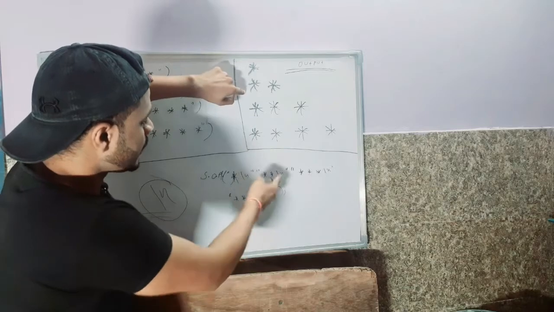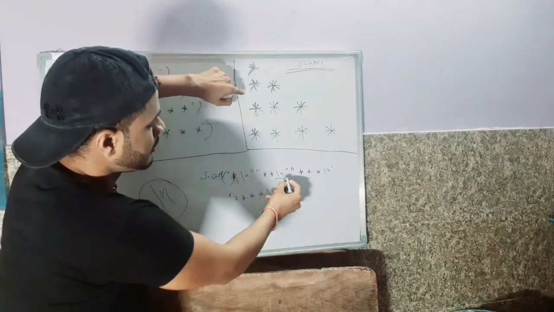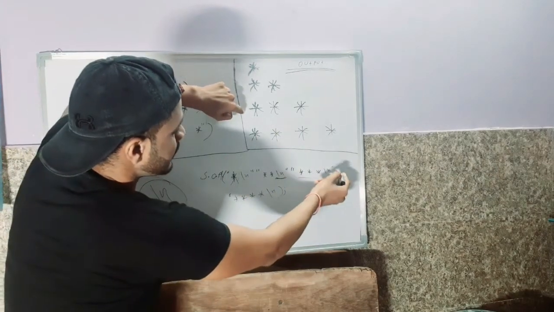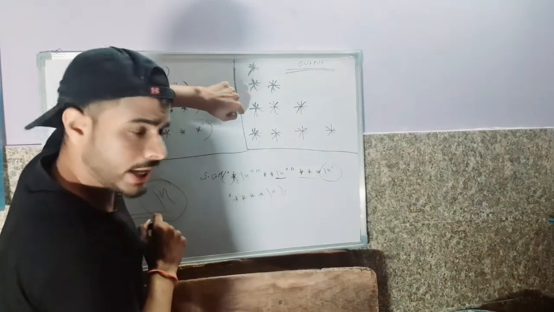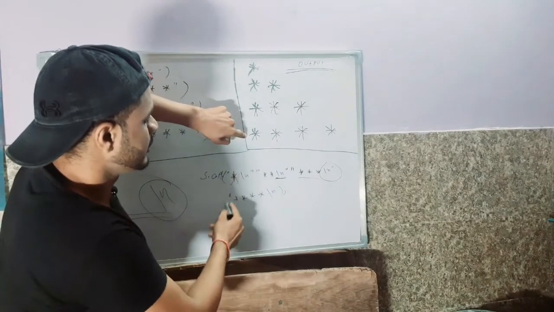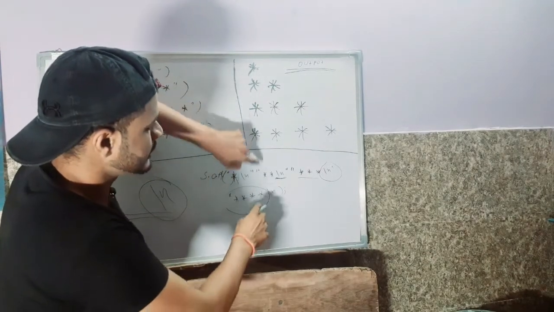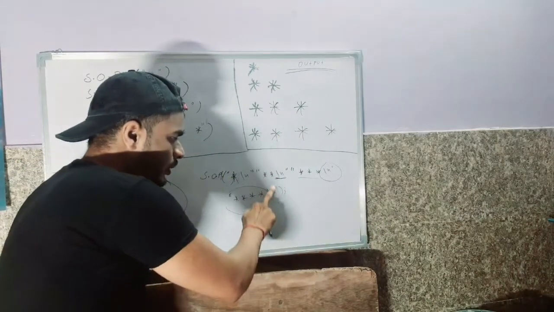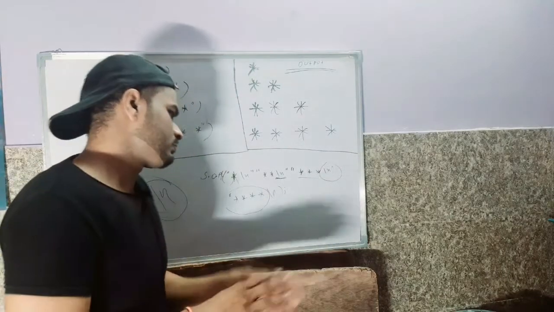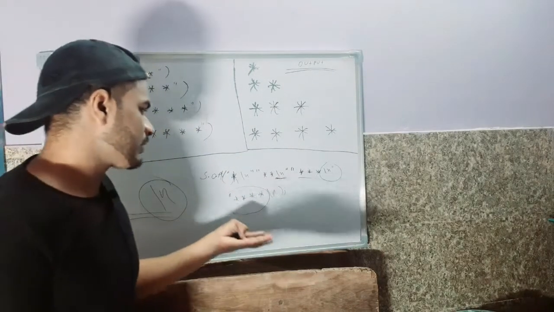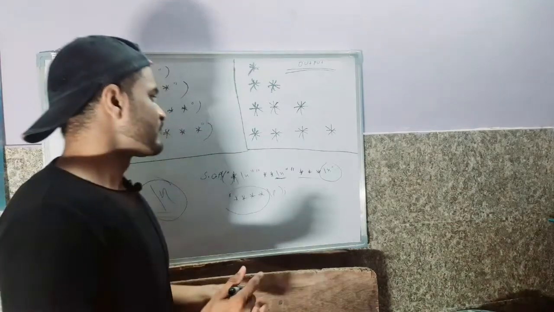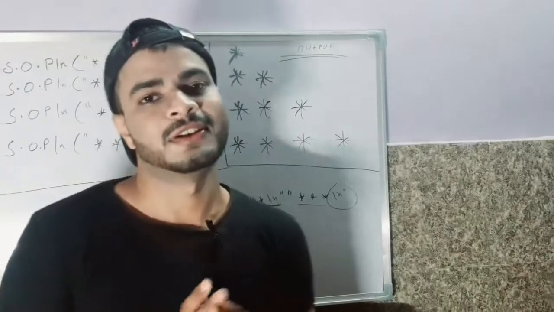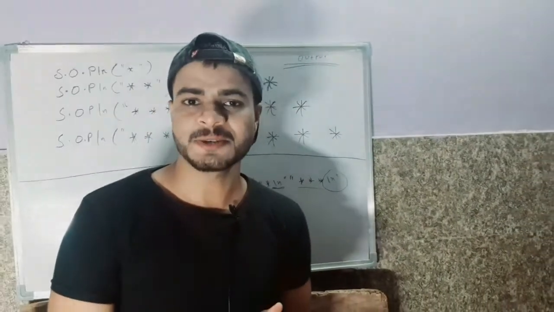Now double star, \n, change the line. Triple star, \n, change the line. Four stars, \n. If you want to close, you can use it or not; it's up to you, it does not have any effect on this code. I hope you understand these things, and we will meet in the next lecture. Thank you so much.